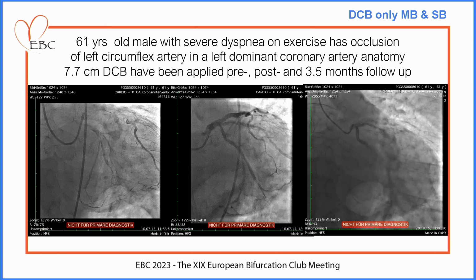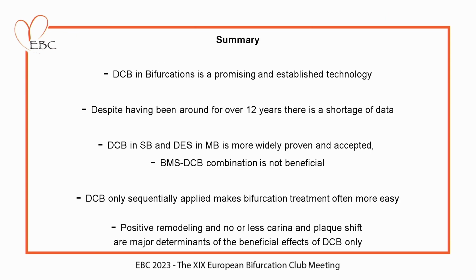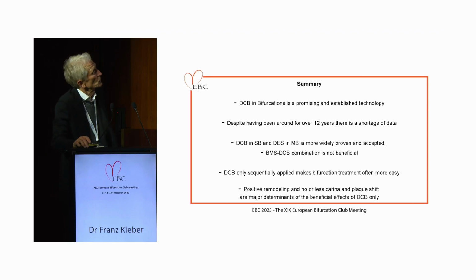So let me briefly summarize. DCB in bifurcations is a promising and established technology. DCB, having been around for over 12 years, has still a shortage of data, a huge shortage of data. DCB in side branch and DES in the main branch is more widely proven than other technologies and more widely accepted.